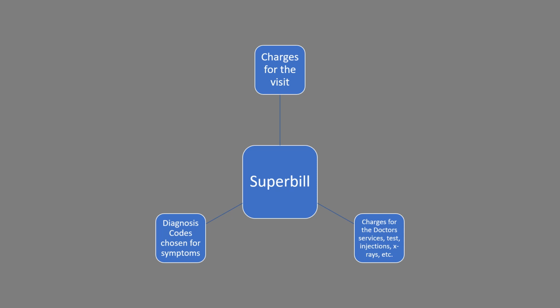99214 typically is the office visit's CPT code. ICD-9 codes will be added for the patient's symptoms, and other charges will be added if tests are ordered. Once the super bill is filled out, the staff will give the super bill to the patient and ask them to present it to the checkout counter.